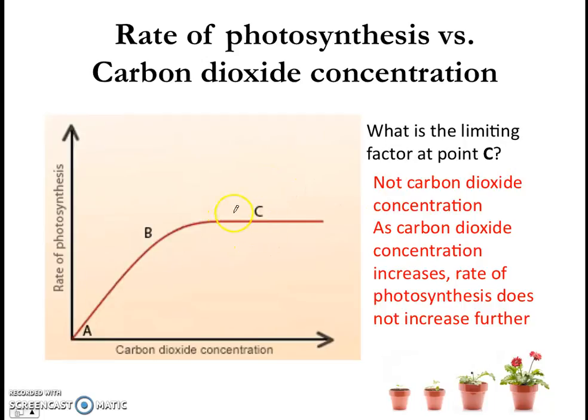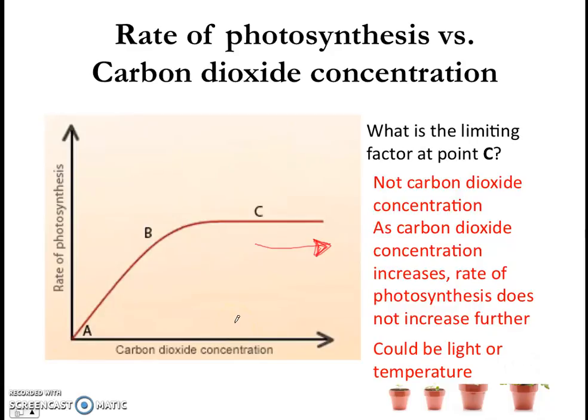Because as we increase the carbon dioxide concentration from point C, imagine if we increase it, the rate of photosynthesis does not increase further. It remains constant, right? So this tells us that the carbon dioxide concentration is not the factor that is limiting the rate of photosynthesis. Something else is, and it could be light or temperature. So, is it light or is it temperature at point C? Well, we can't tell from this kind of graph where there's only one curve.